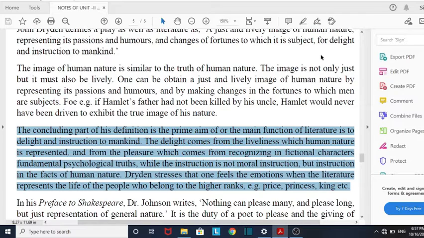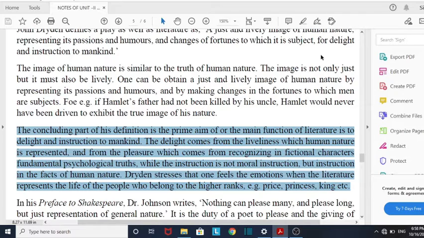Well, the instruction is not moral instruction. Okay, don't confuse that; to instruct is not to give moral instruction, but instruction in the facts of human nature. So what is human nature? What should human nature be? How should a human being live his life? How should he lead his life? How should he live in a society? How should he maintain his relationships with all his relatives, his friends, his family members, with the society, with his neighbors? So these are human nature. Actually, these are the instruction and these are the facts about human nature.